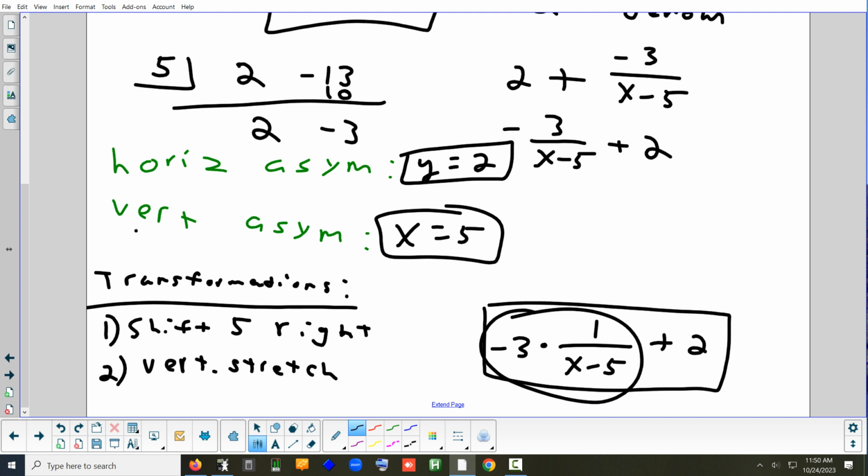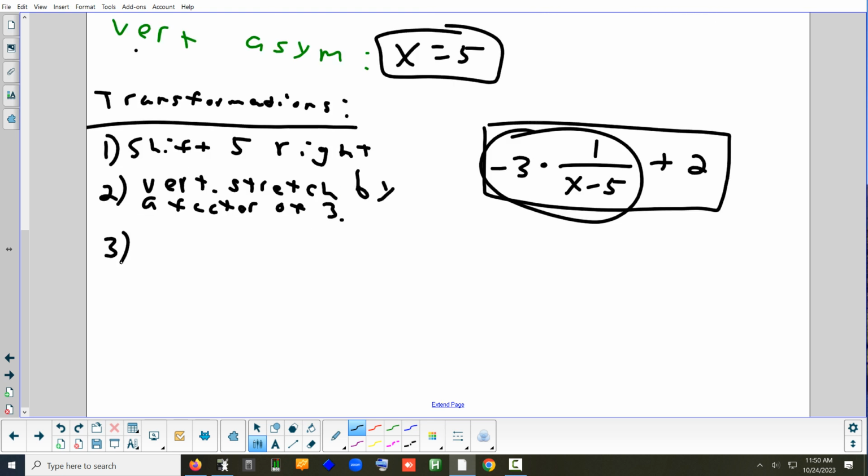Negative doesn't change. Does it? The negative does something very important. Well, I haven't written that yet. Yes. Vertical stretch by a factor of 3. The negative has no effect on that. What does the negative do?